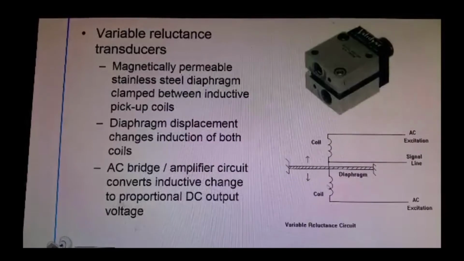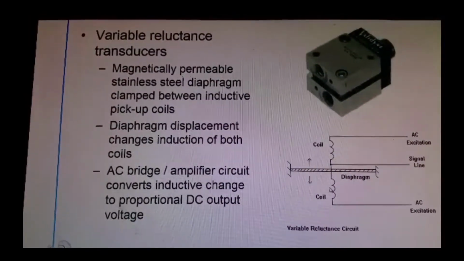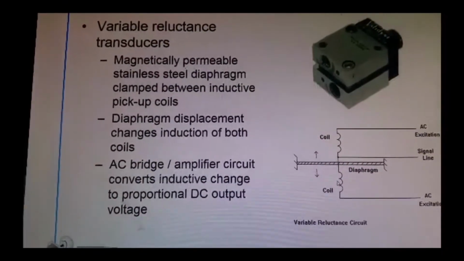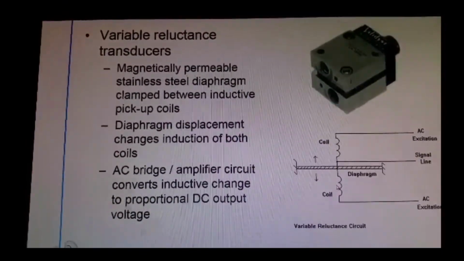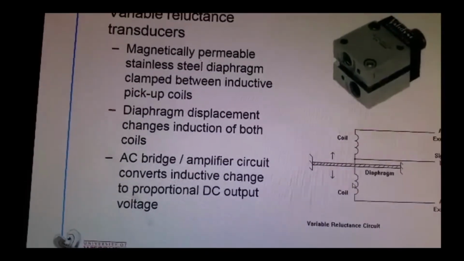Variable reluctance transducers. A magnetically permeable stainless steel diaphragm is clamped between inductive pickup coils. Diaphragm displacement changes the induction of both coils. An AC bridge converts the inductive change to a proportional DC output voltage.